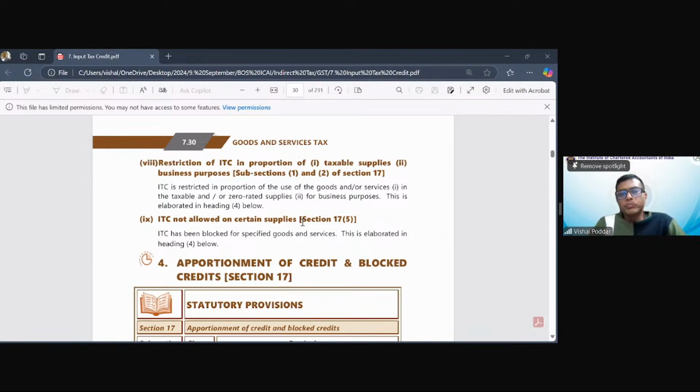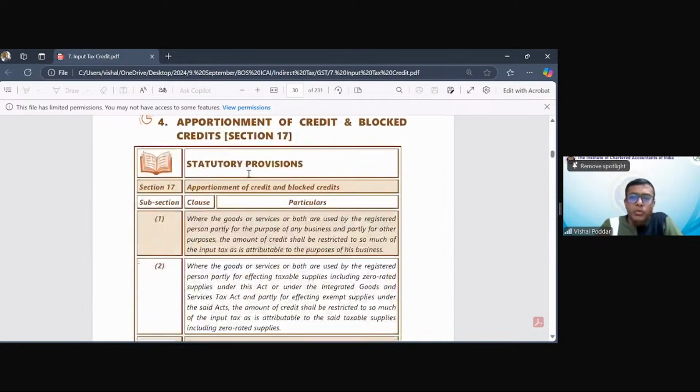Perfect. Now we come to the next restrictions or conditions. The further restrictions or conditions are of section 17. So the next two conditions that are given over here are not of 16, they are of 17. One is 17.5, which completely blocks your ITC, and the other is section 17.1 and 2, which gives you ITC but not fully, only proportionately. So let us go to 17.